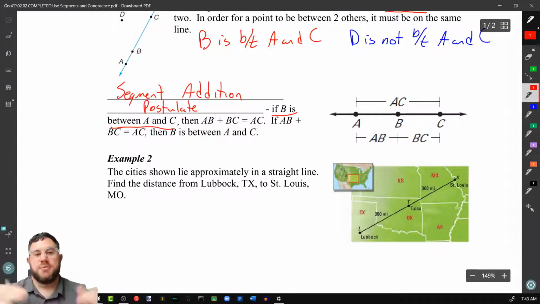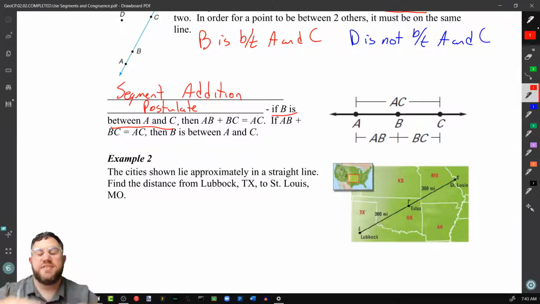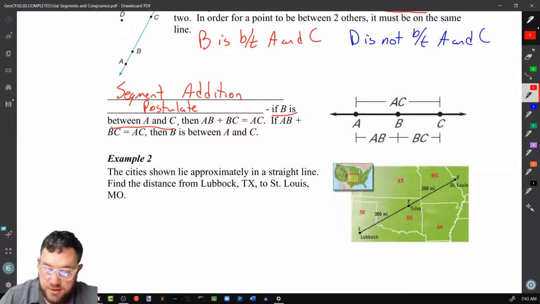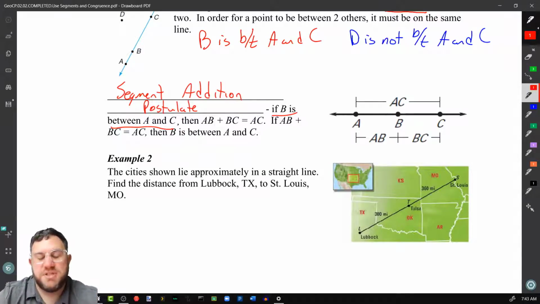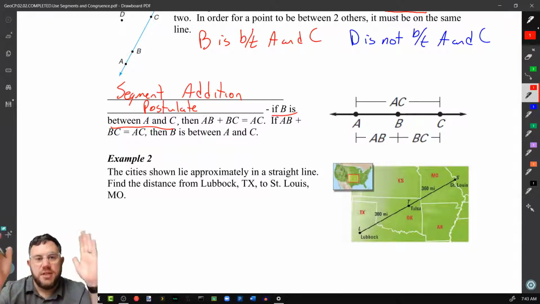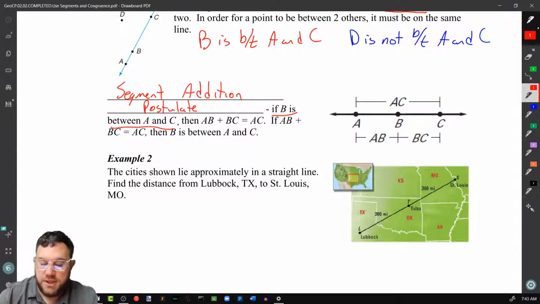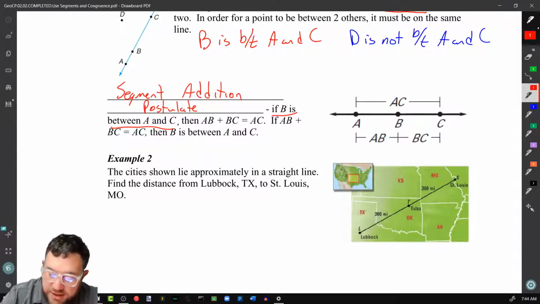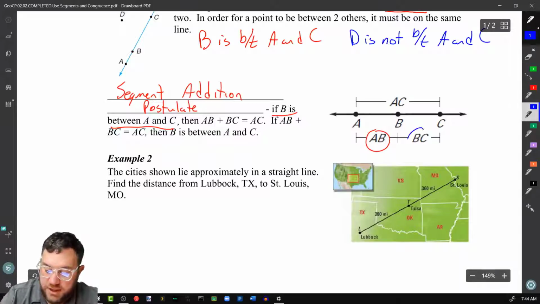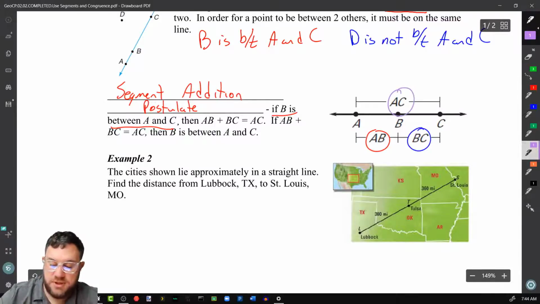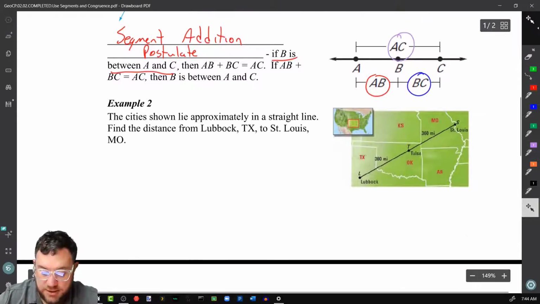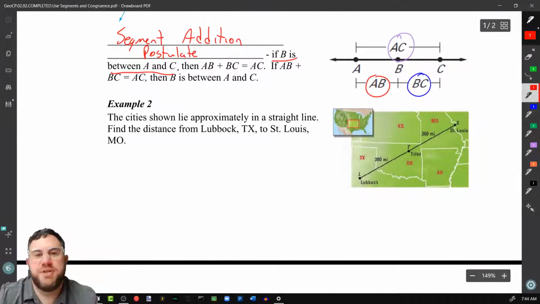So this only works when we have segments that are part of the same line. But basically what it tells us, and you knew this already, you just never gave a name to it, is the small piece plus the small piece equals the whole thing. Okay, so in this figure, the length of AB plus the length of BC equals the length of the whole thing, AC. And again, you've been doing this since elementary school. You just never gave it the name segment addition postulate.